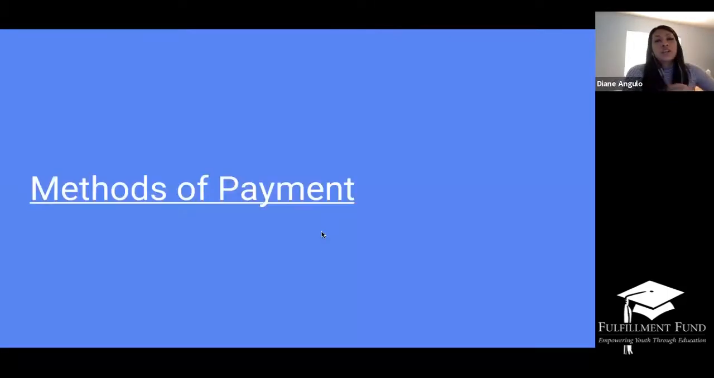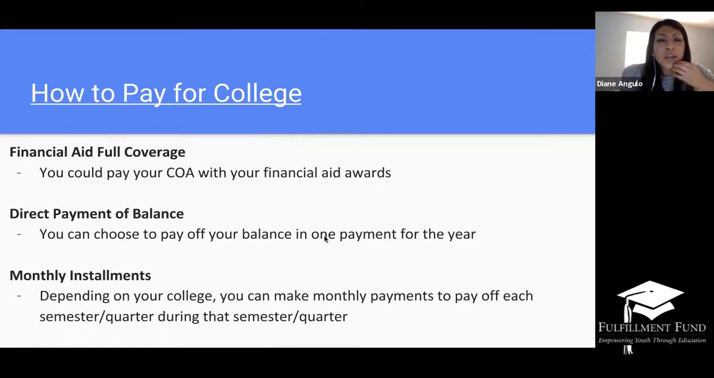So now we're going to talk a little bit more about methods of payment. As I showed you before in the other example, when it came to housing and meals, you could pay either per month, per quarter or semester, or for the year. So for the different methods, you can fully pay your cost of attendance using your financial aid award, so either your grants, scholarships, whatever the financial aid office is offering you.